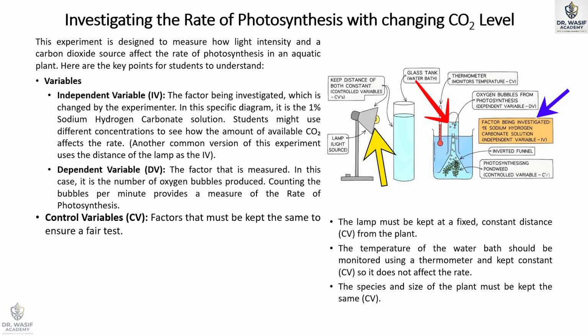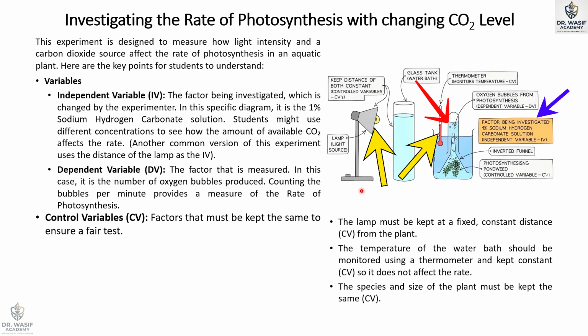Here, the control variable will be the light intensity. The lamp will stay at a fixed position. In the previous experiment where we were measuring the effect of light intensity, we were moving the lamp further away from the experimental setup. But here we shall keep it in one place. We shall not move it, because if we moved it, we would not know if the bubbles are being produced under the effect of light or under the effect of carbon dioxide. That is the reason we shall keep light intensity constant.